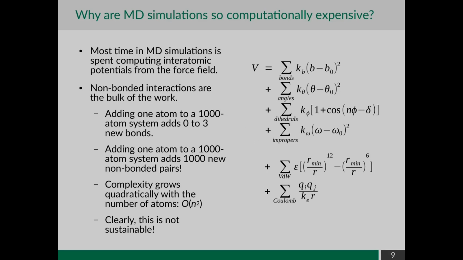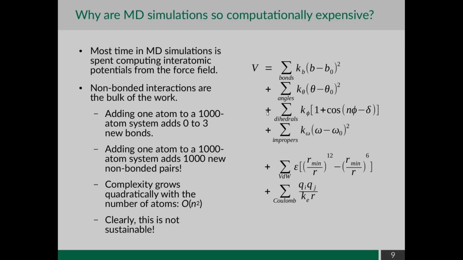Why is it so difficult to make MD simulations fast? Well, you already know that MD simulations are about solving the equations of motion. We want to integrate the forces and move the atoms around, and we do this by computing interatomic potentials based on the force field. Here on the right, I have a typical force field with bonded terms on the top and non-bonded terms on the bottom. Interestingly, the non-bonded terms take a lot of time to compute compared to the bonded terms. Why is that?